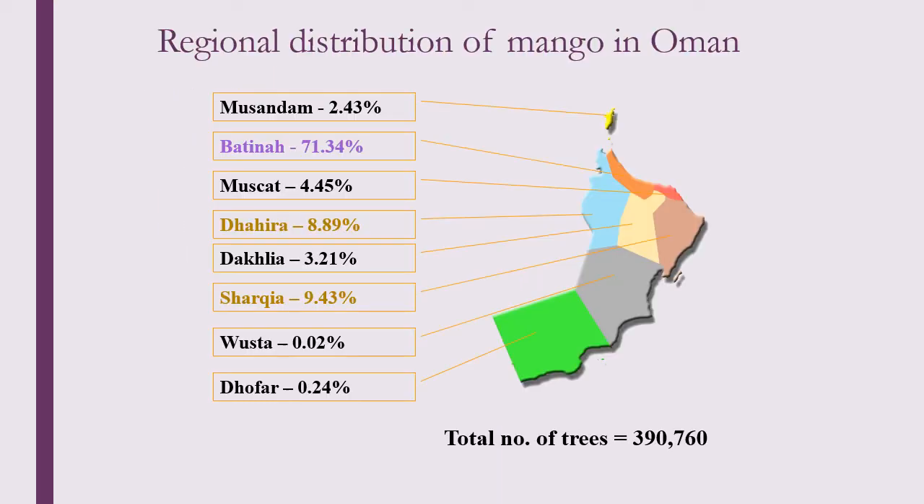Where mango exists, mostly in the Batana area, both north and south. Also, it is available in Zahra and Sharqiyya. Also, some in Dakhliya and Muscat as well. But most of it is in the Al-Batana area.